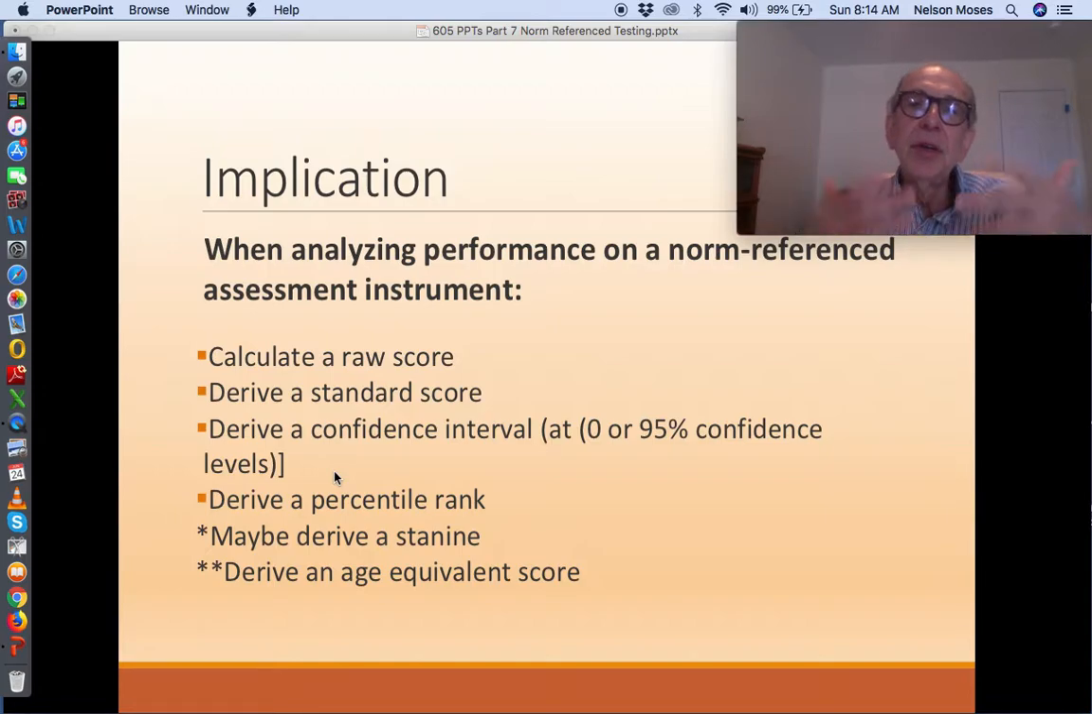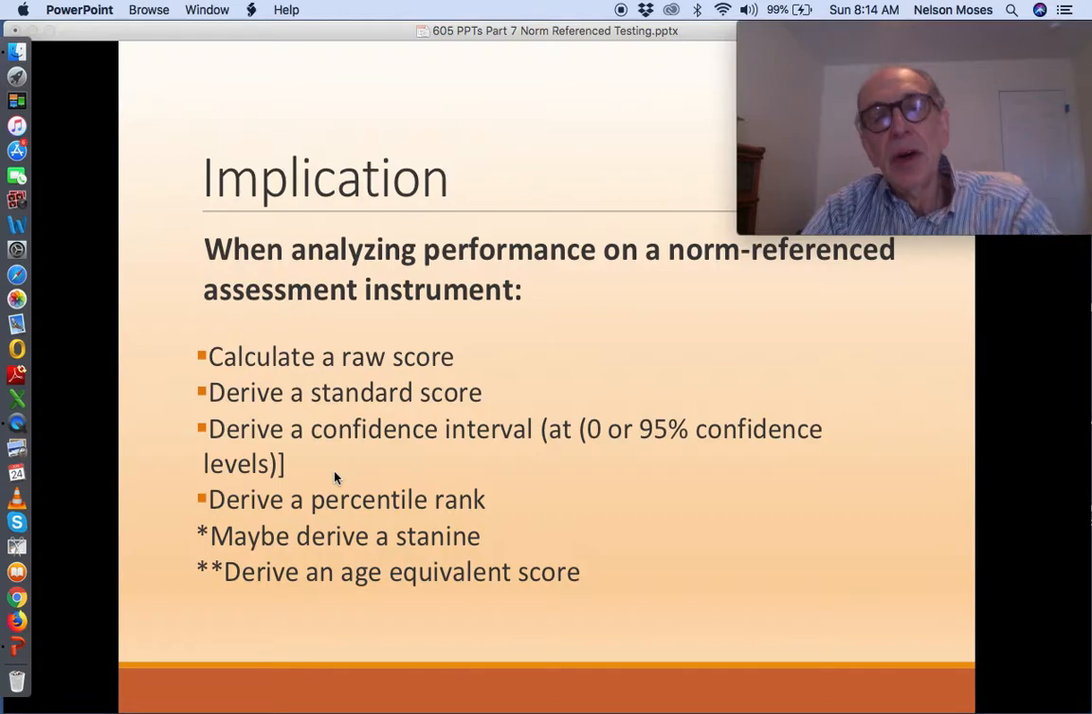Well, you then have the option of reporting a range of scores within which you can be confident that the client will perform. That's called a confidence band or confidence interval. And that's another norm reference score that can be reported.